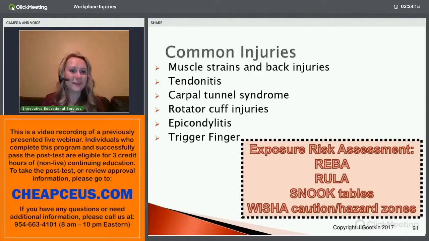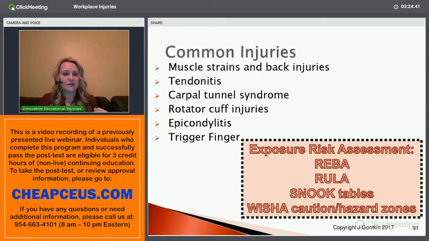But if you think this way, you start to see it everywhere, because the common injuries that we're seeing are, like we said, muscle strain, tendinitis, trigger finger because of controlling different objects. Some different tools that you can utilize to, again, give you some insight to their work assessment. I said the caution and hazard zone checklists, but there's also something called the REBA and the RULA.